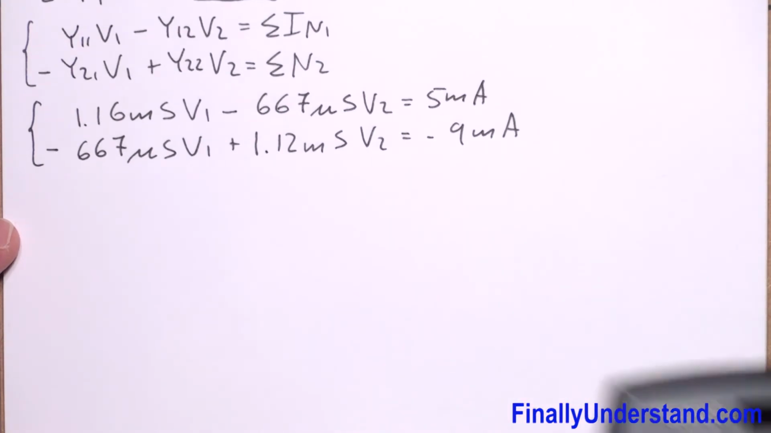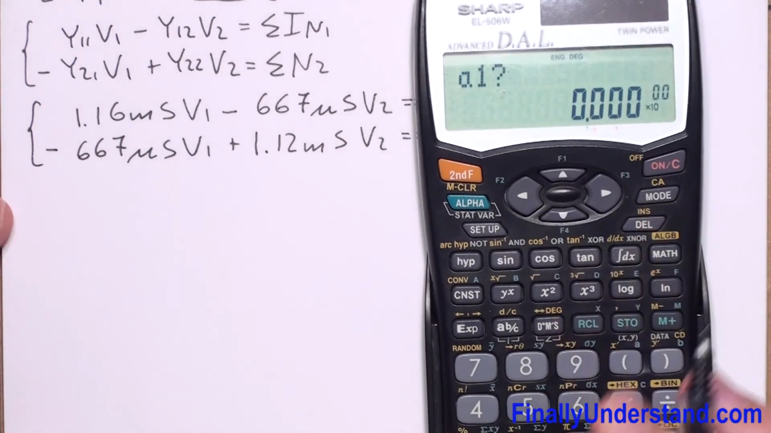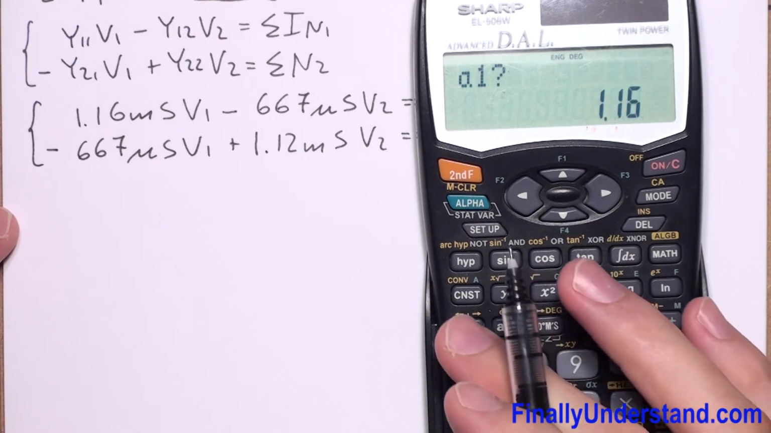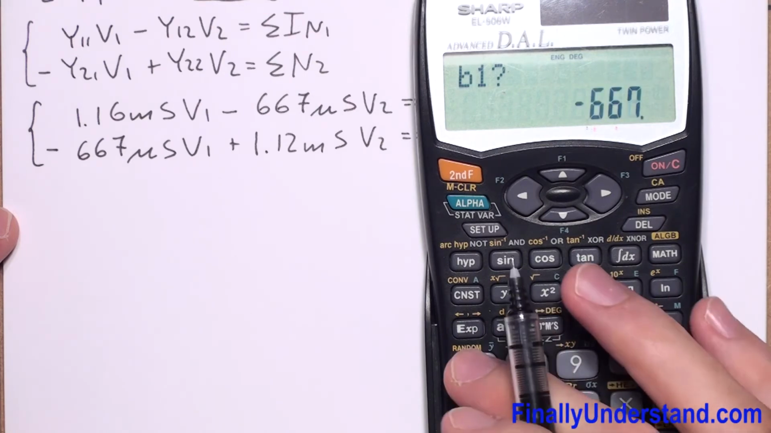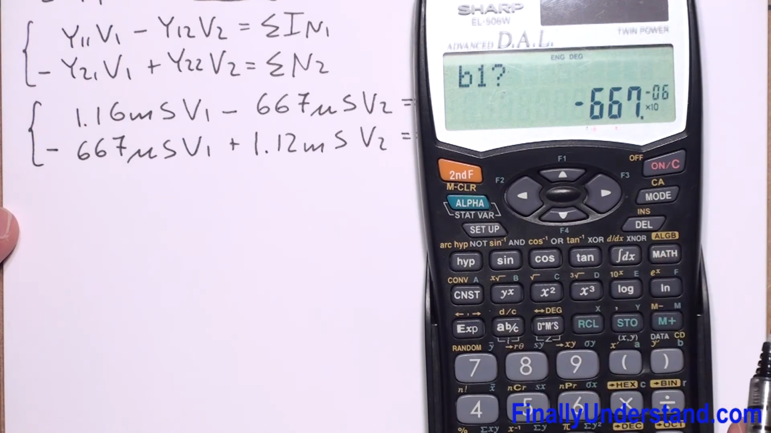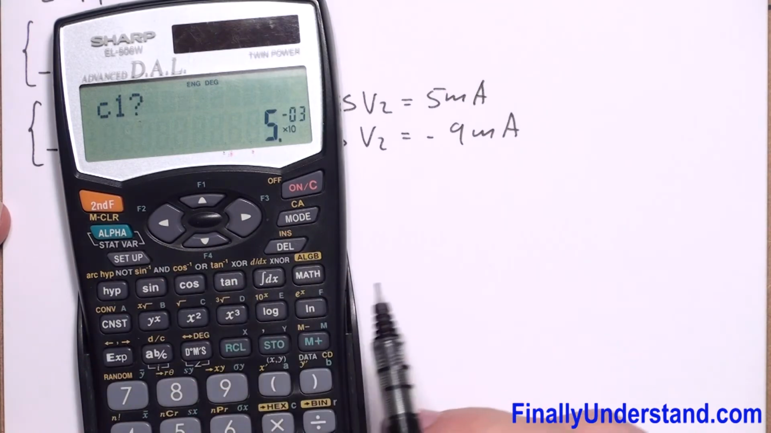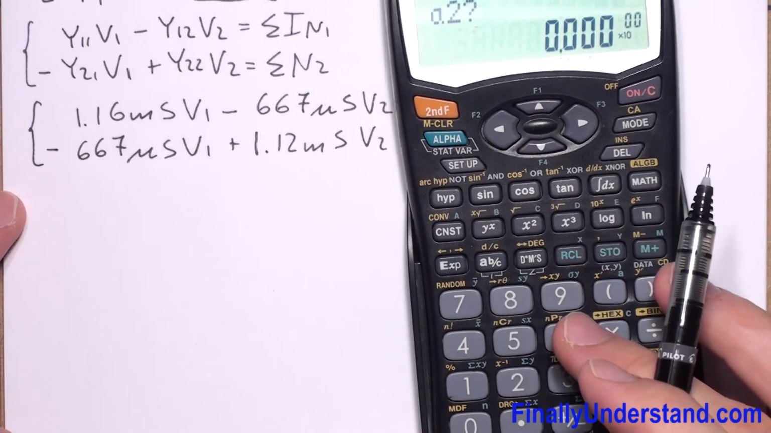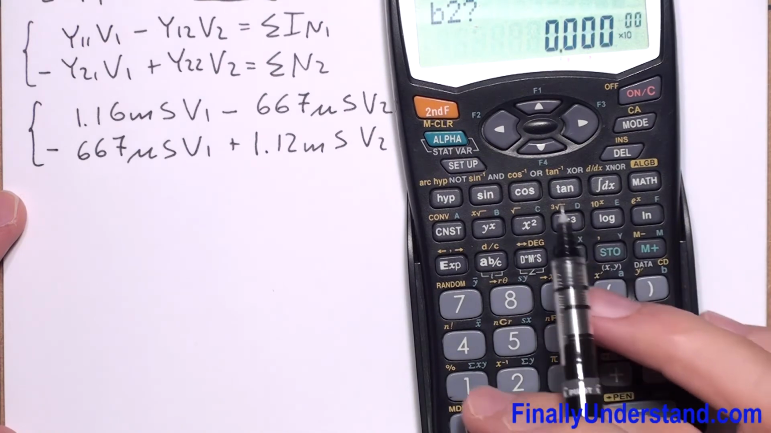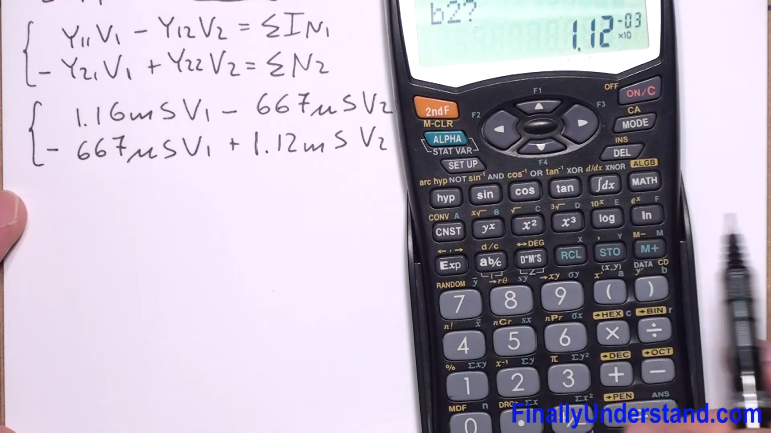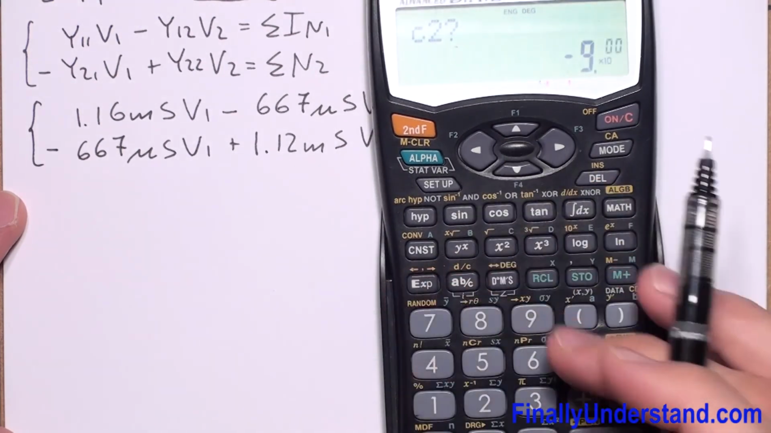So next I'm going to use the calculator. So I have my 1.16 exponent 3 negative, and I have negative 667 exponent 6 negative, and I have 5 milliamps, 5 exponent 3 negative, and I have 667 negative exponent 6 negative, and I have 1.12 exponent 3 negative, and I have negative 9 exponent 3 negative.